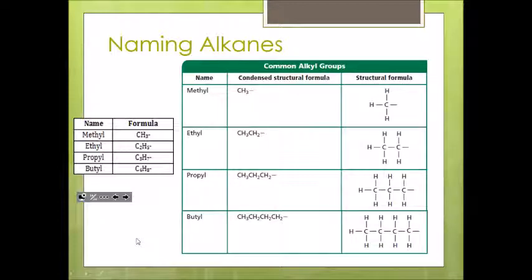So if there's only 1 carbon, it's a methyl group. If there's 2 carbons, it's an ethyl group. If it has 3 carbons off of the main chain, it's a propyl group. And of course, if it has 4, it's a butyl group.